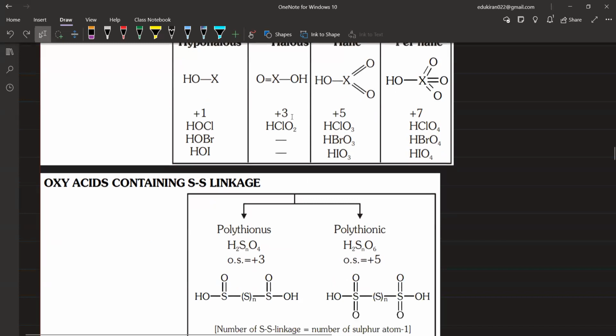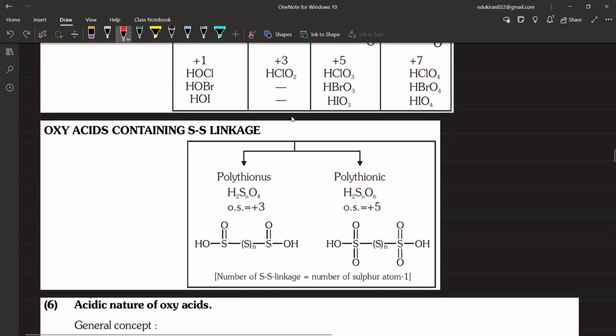Okay, right, next. Oxy acid that contain SS linkages. Okay. So what is SS linkage? This SS linkage is known as thio. And that is why these are known as polythionous acid, or you will have polythionic acid. For example, what example can I take here? You can have thiosulfuric acid हो सकता है आपके पास, or you can have polydisulfuric acid. Okay, so all of these examples are what for whenever you are having SS linkages.